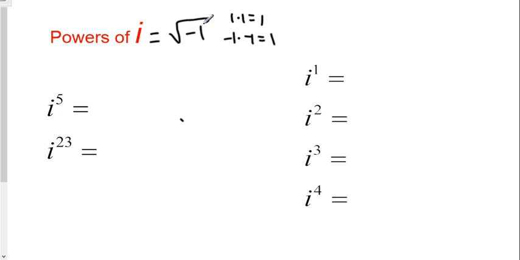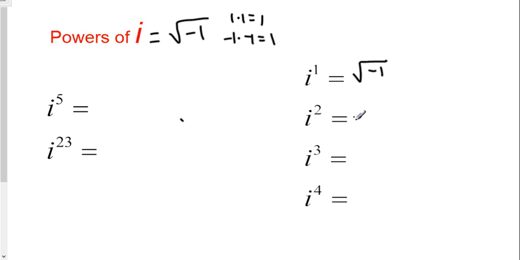Because that's true, we make up a special variable for it called I. And that just stands for the square root of negative 1. So I to the first power is basically just the square root of negative 1. Real simple. Now I squared can actually be solved, because what is I squared?